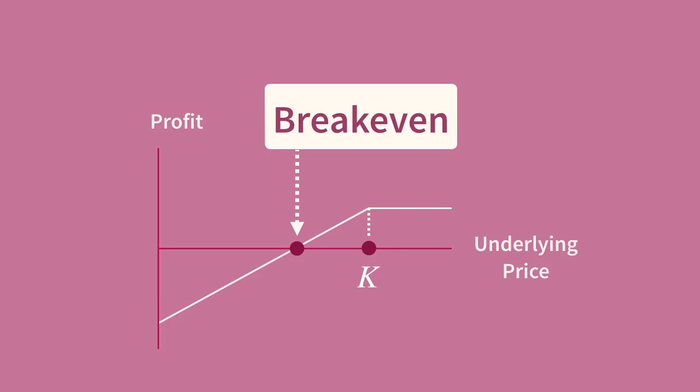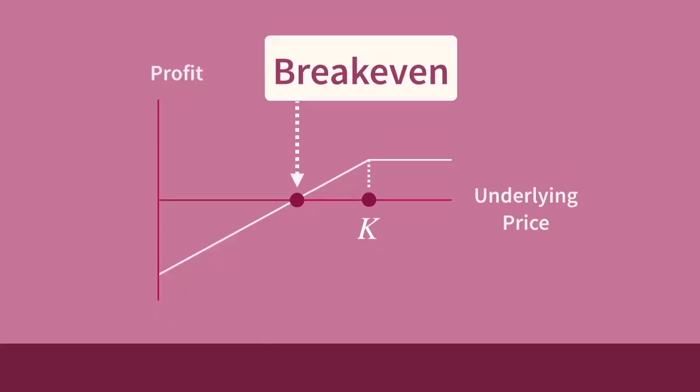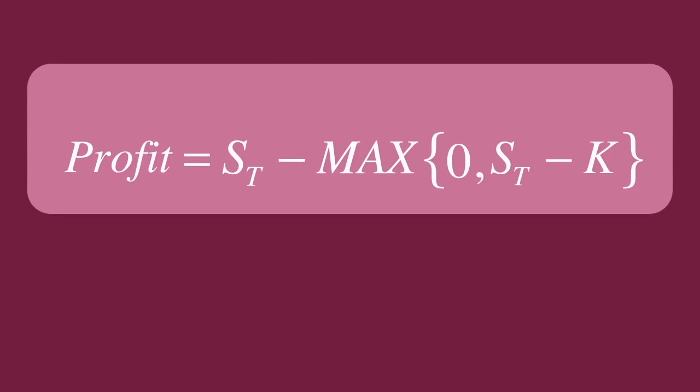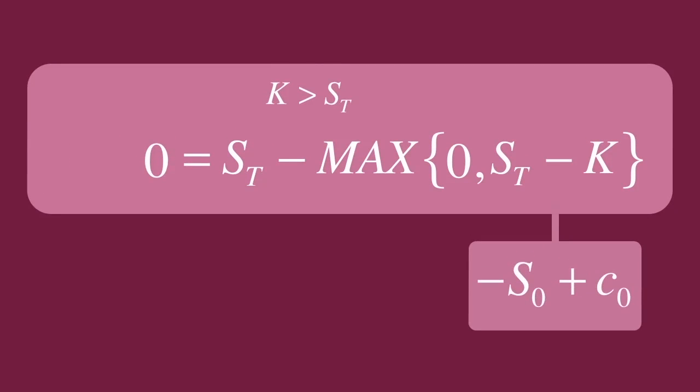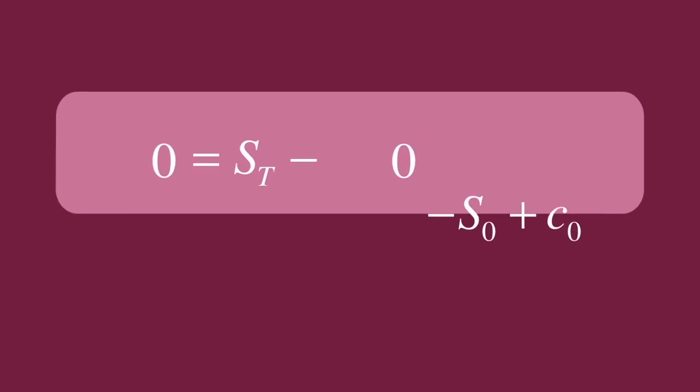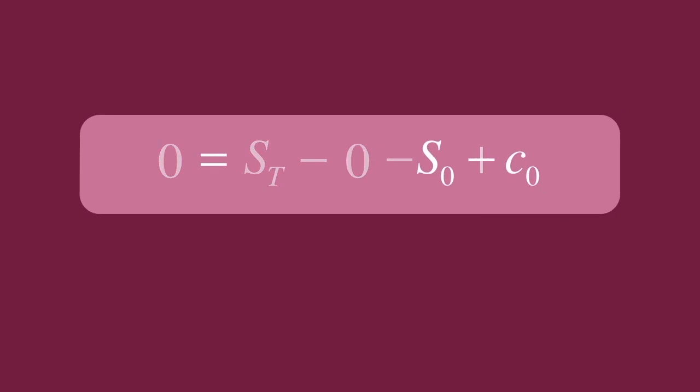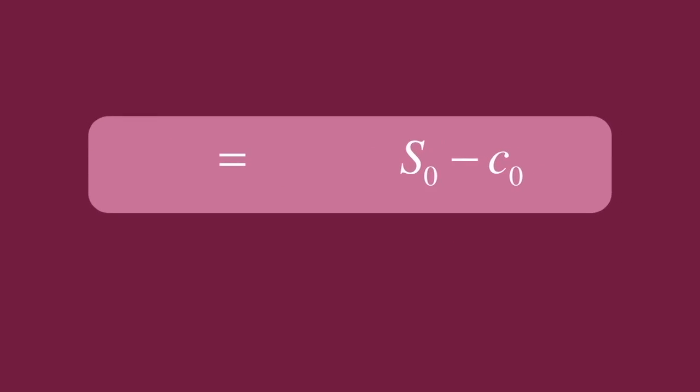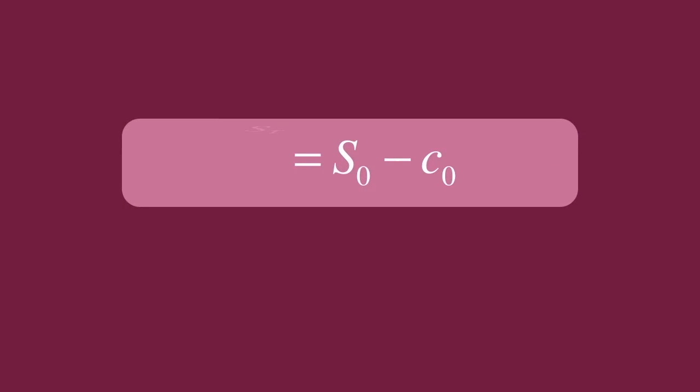Let's take a look at the expression for profit in a covered call. If we set the profit equal to 0, we can find the break-even underlying price. Now the first thing we can do to break this down is to make the assumption that the strike price is higher than the underlying price and account for a worthless option. Following that, we rearrange the equation with some simple algebra to find the break-even underlying price at S0 minus C0.